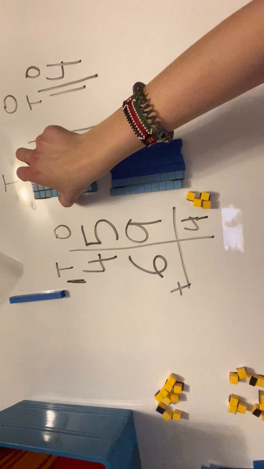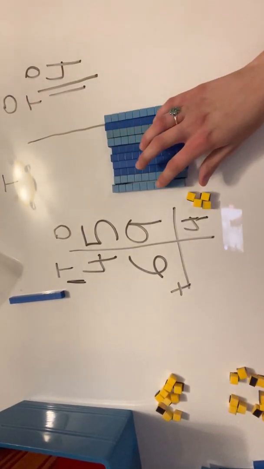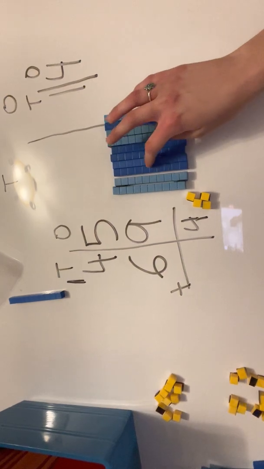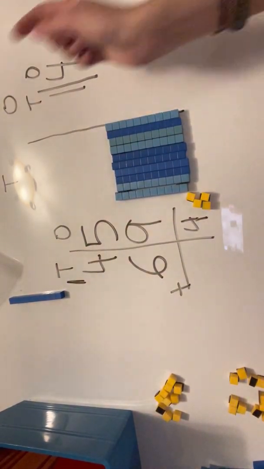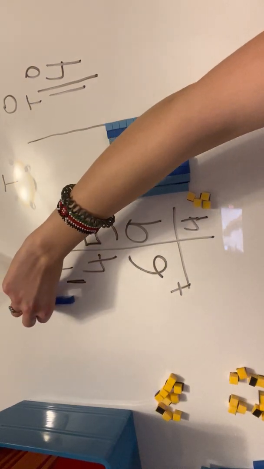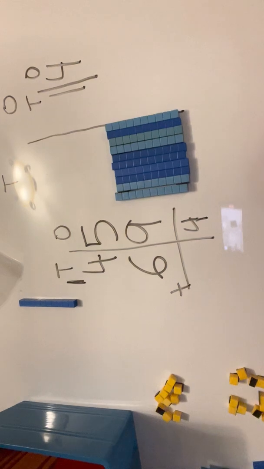So again, when we're adding, we're going to push them together. So now we can count them up. 1, 2, 3, 4, 5, 6, 7, 8, 9, 10. And then we have to add this 10 in as well. So we have 11. We have 11 tens.